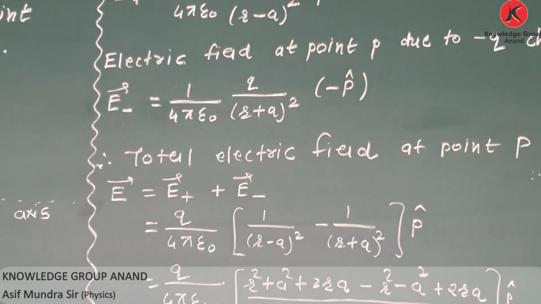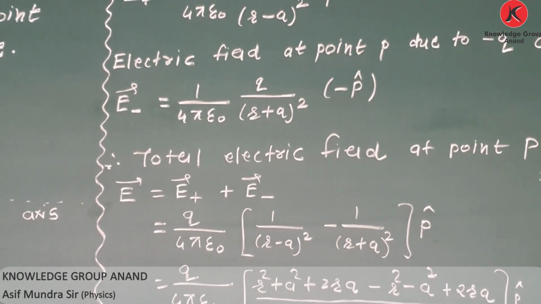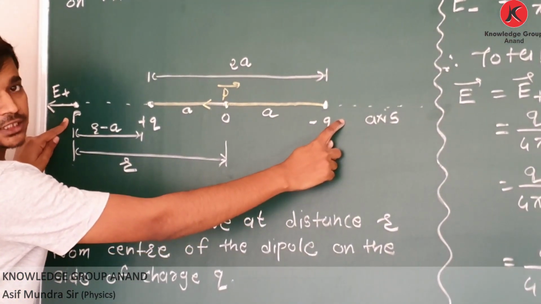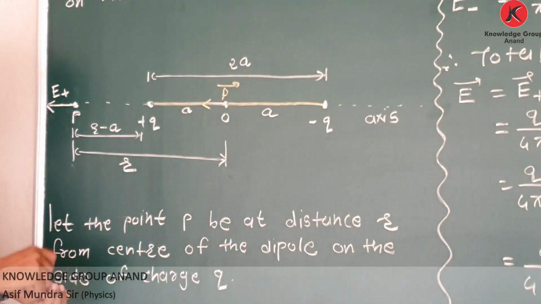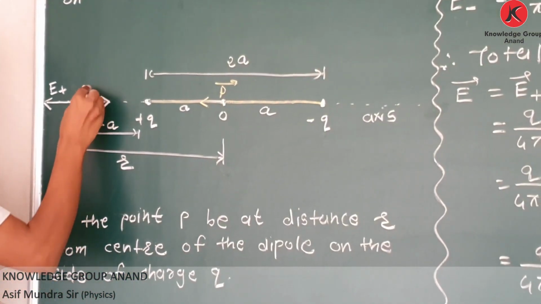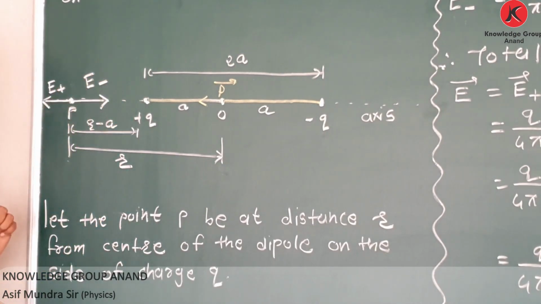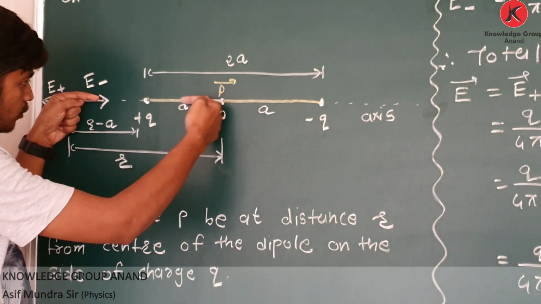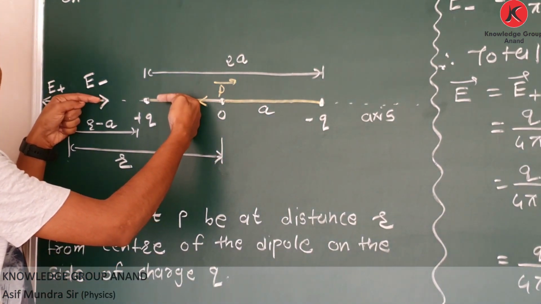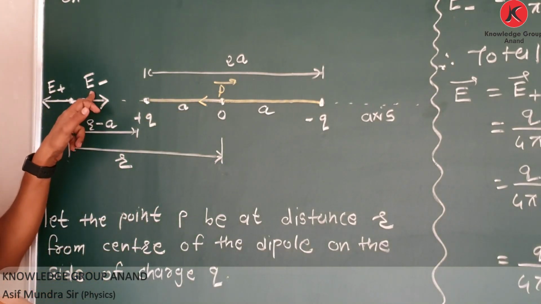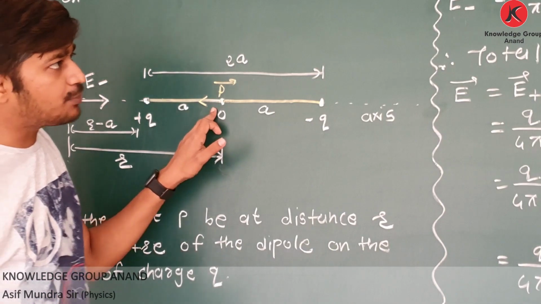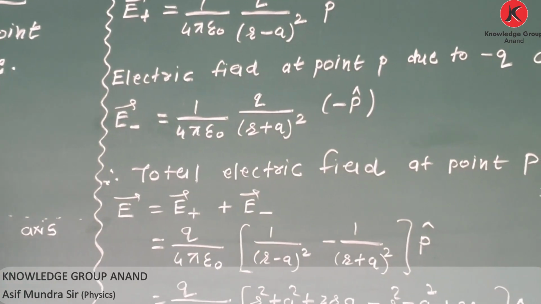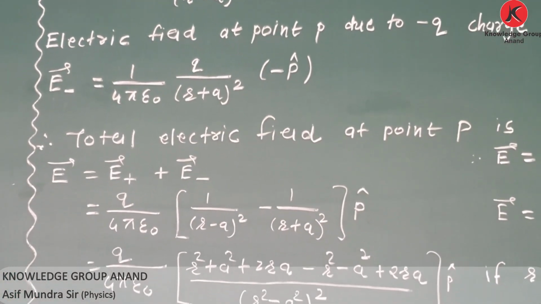Now what about the direction? Minus p caret. See, at point P, is the electric field due to the negative charge towards or away? It is towards, which means in this direction. So this is the direction of E minus. E minus is in the opposite direction of the electric dipole moment, which means you have to write minus p caret. Clear? Now you have to simplify the mathematical steps.